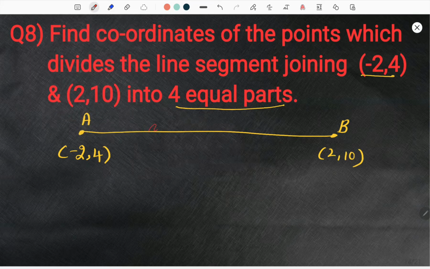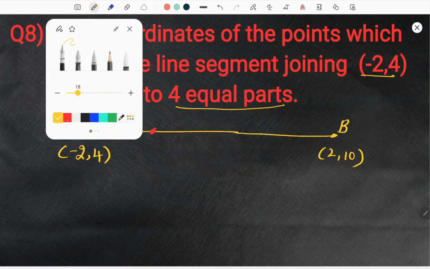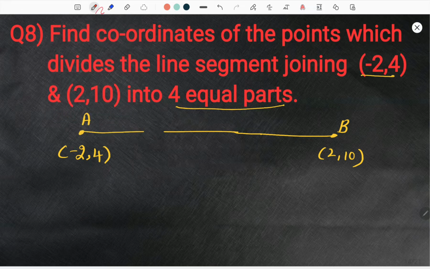4 equal parts means one point is here, another point is here, and another. So let me write it down. 4 equal parts means I should get 3 points here. Here is the first point, here is the second point, and here is the third point. You can name these C, then D, and E. So AC is equal to CD is equal to DE is equal to EB.